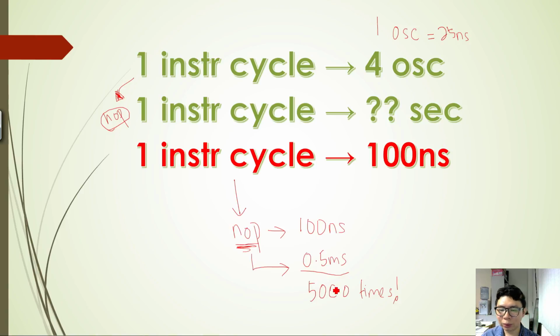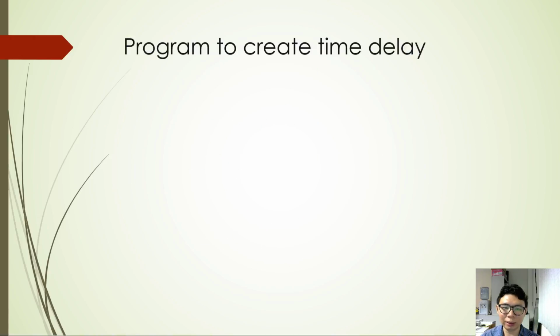Does this sound familiar? We need to execute a single instruction repeatedly 5,000 times. What kind of mechanism can we use for this operation? Yes, just as we saw in class, we can use loops. Loops are very useful for this kind of repetitive instruction.